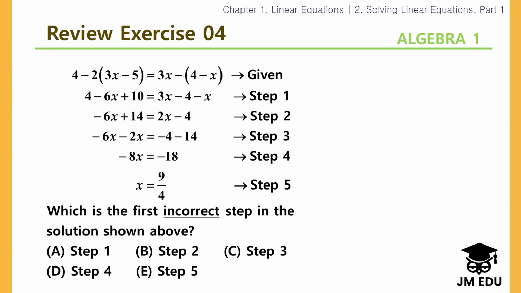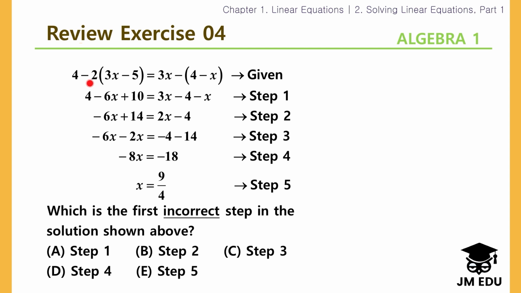Number 4. Which is the first incorrect step in the solution shown above? Okay, let's look at the solutions right here. The given equation has 2 parentheses. So first thing we have to do is what? We have to remove these parentheses, right?